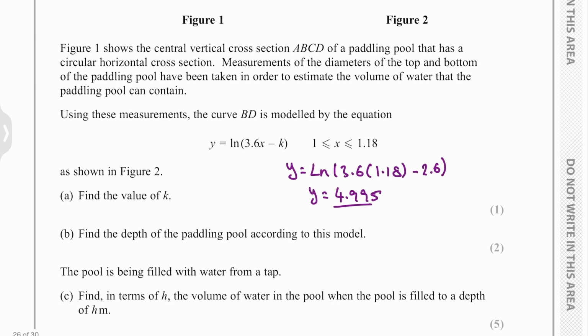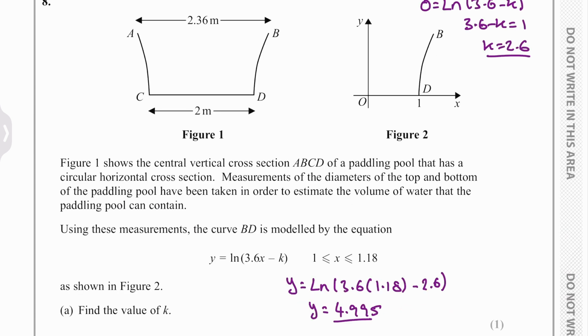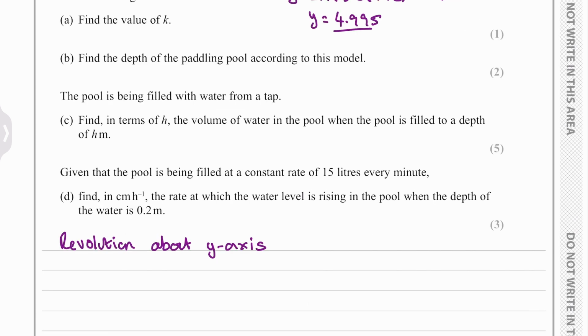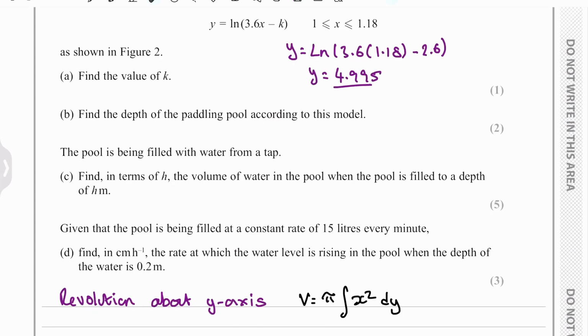For part C, the pool is being filled with water from a tap. Find in terms of h the volume of water in the pool when the pool is filled to a depth of h meters. So we're going to rotate this curve 360 degrees about the y-axis. So this will be a volume of revolution. And the formula for the volume of revolution about the y-axis is that V will equal pi times the integral of x squared dy.